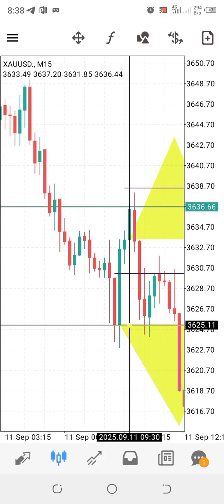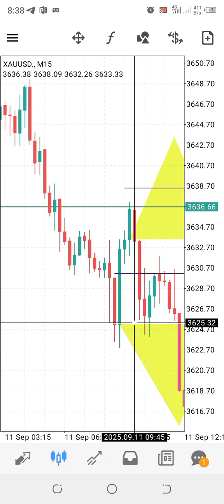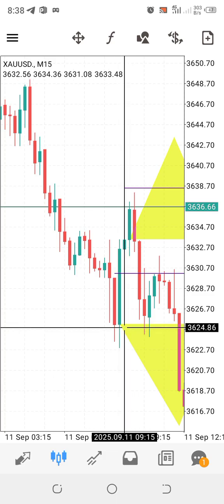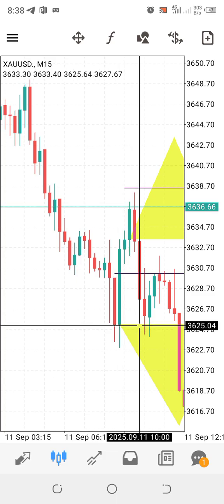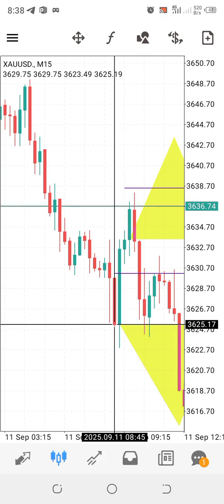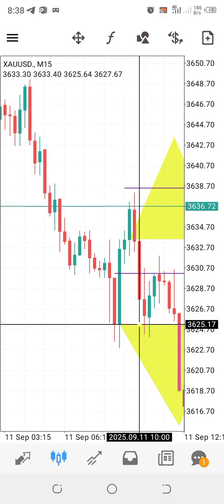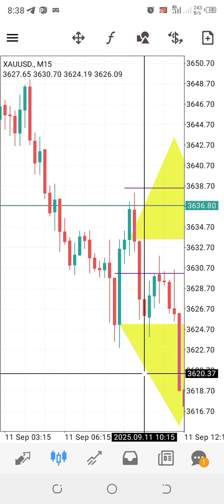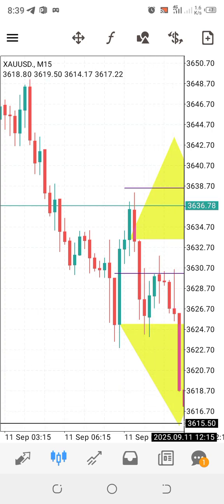We created our fib zero level at 3625. This is a sell fib zero. Immediately after we created our 3625 fib zero level for sell, we projected it downwards to fib L. So this is from fib 0 to fib L.